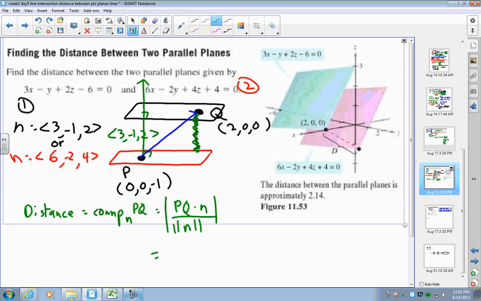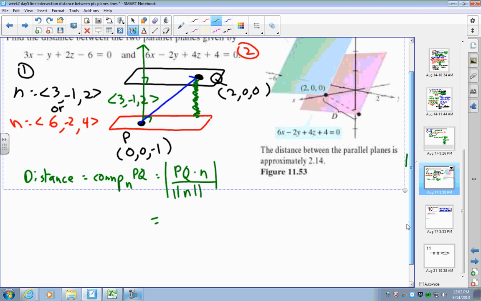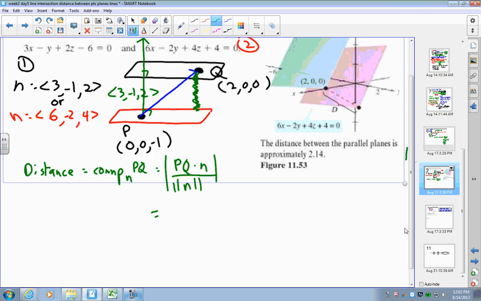Make sure it's positive, because it's a distance. We can solve it. Okay? So the PQ I don't have yet. I can go get the PQ vector. Let's see, 2 minus that, that's 2, 0, 0 minus a -1 becomes a +1, and you can go with it.